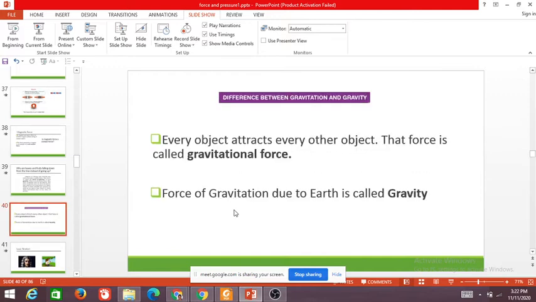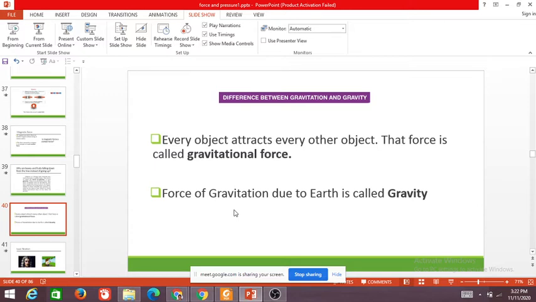Okay, so every object attracts every other object, and that force is called gravitational force. Now, force of gravitation due to Earth is called gravity. So, can you note this point so that you won't get confused between gravitational force and gravity? There is not much difference.